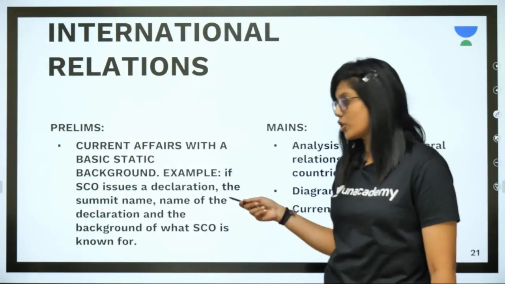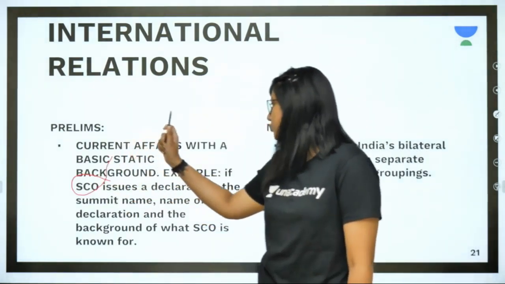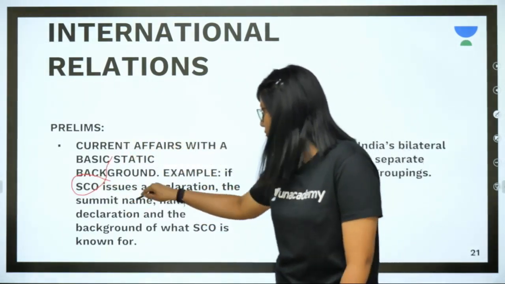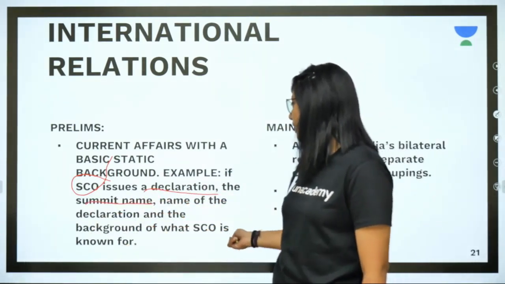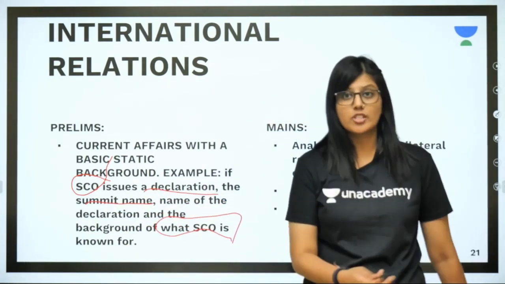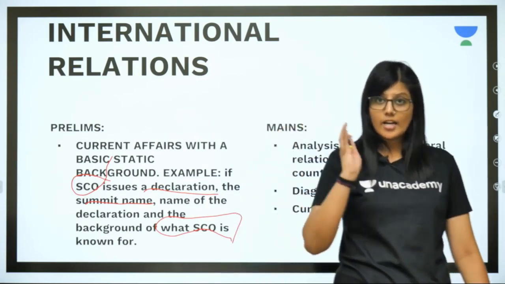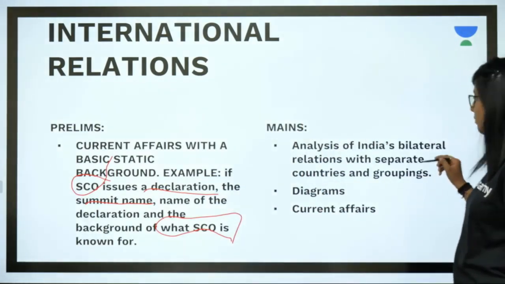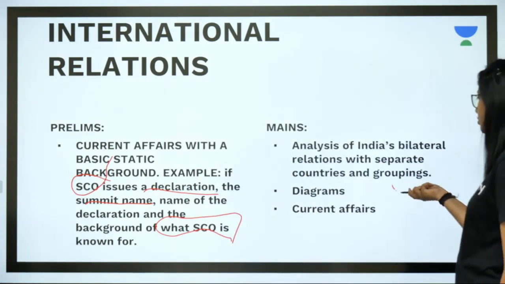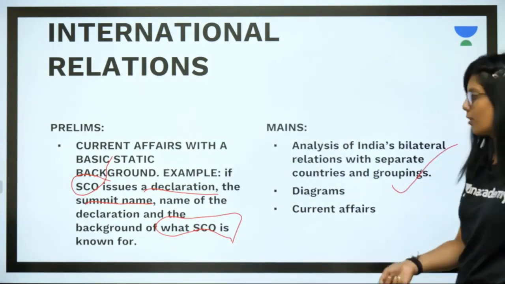So for example, if Shanghai Cooperation Organization is in news, what declaration was issued, what was the name of the summit, what was the name of the declaration and background of what SCO is, which is static knowledge, becomes important. So current affairs, but with a static background. And for mains, analysis of India's bilateral relations with separate countries and groupings, which is again a syllabus topic.